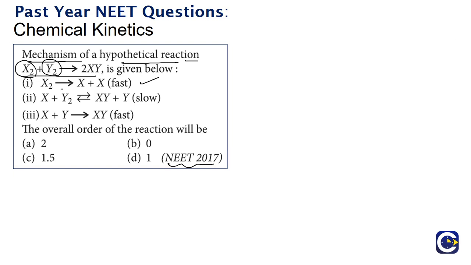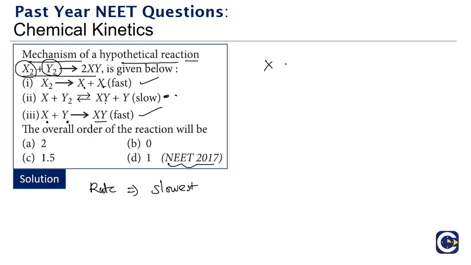First step is X2 breaking down to give 2 X atoms. That's a fast step. Second step is X atom combining with Y2 to give XY and Y atom. This is the slow step. Third step is X atom plus Y atom giving rise to XY. This is the fast step. Now for any complex reaction, the overall rate will depend on the slowest step. So here the slowest step will also be called the rate determining step. So the rate determining step here is X plus Y2 giving rise to XY plus Y.